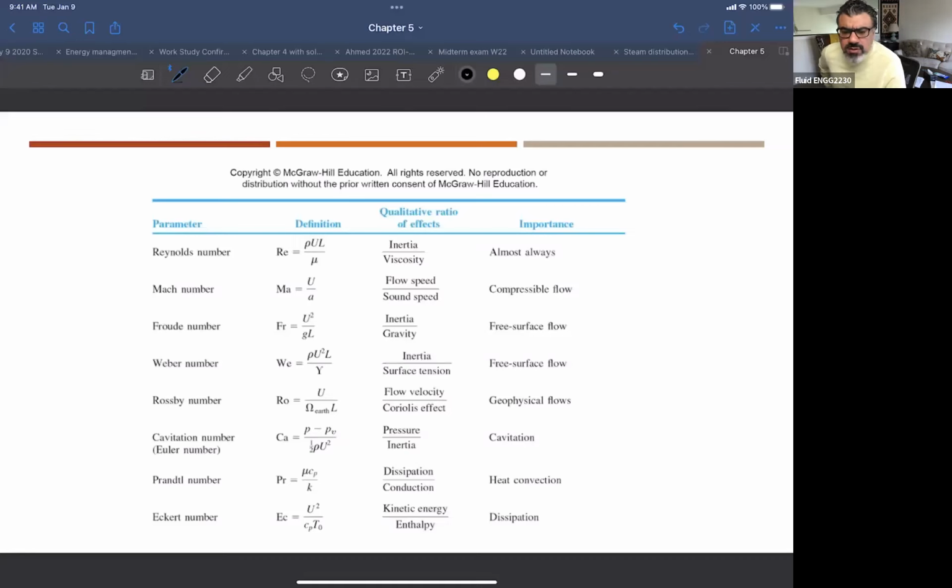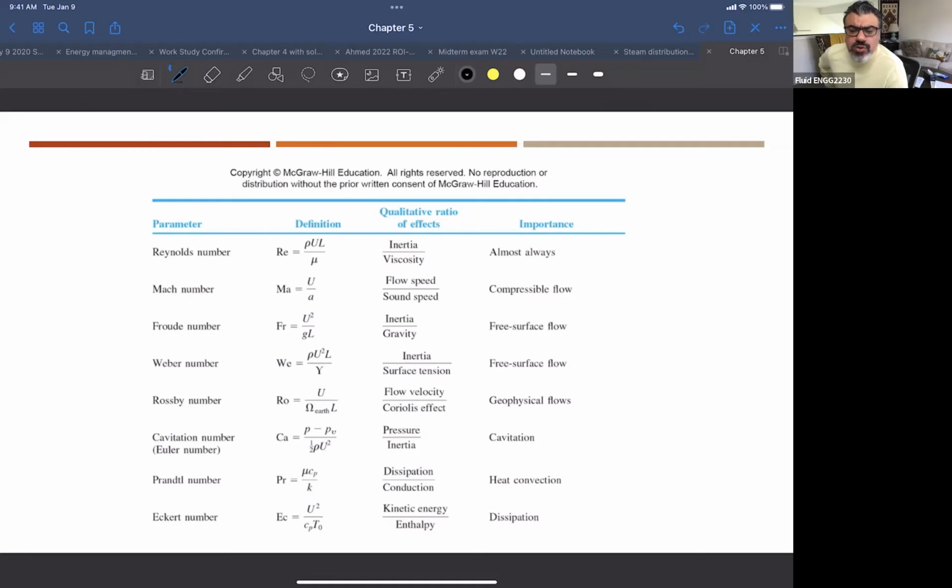Froude number is talking about inertia versus gravity. It's U squared over g L. With Froude number, inertia and gravity, you will see that many free surface flows, like rivers or the flow of a free surface over dams and stuff like that, will be affected by what we call the Froude number.